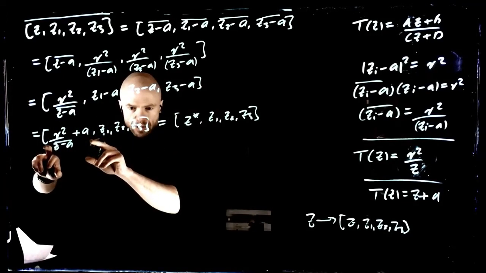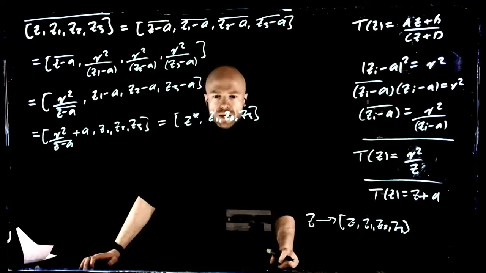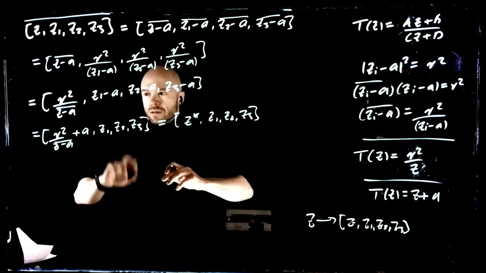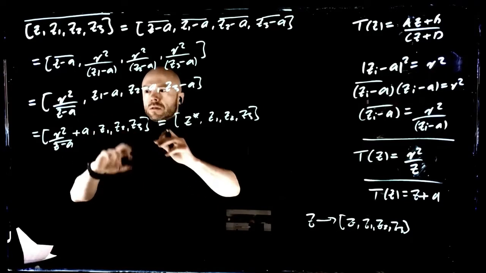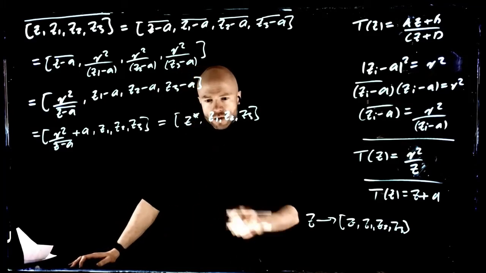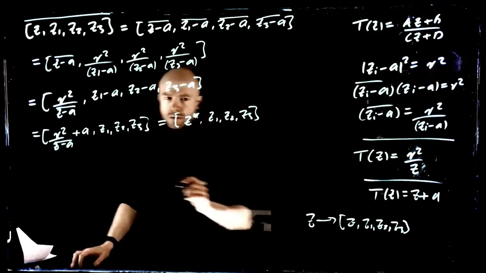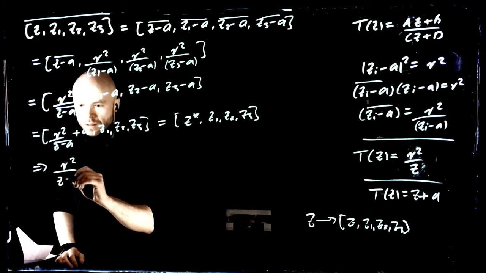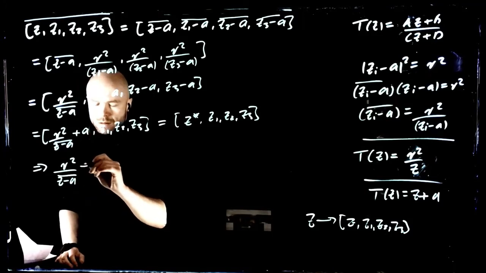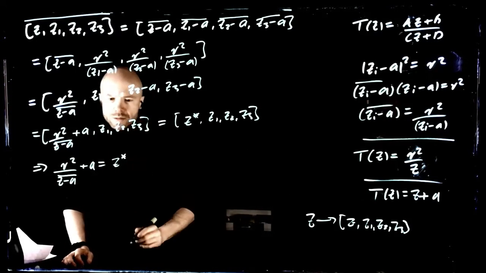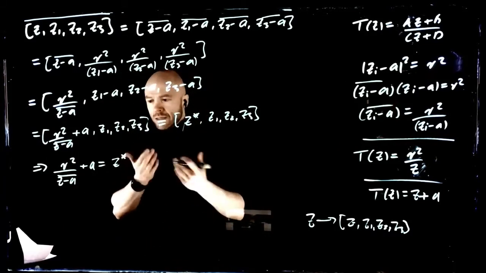Yeah, but they are bijections. So the only way that's possible is if this thing is equal to this thing. Yeah? Give me a thumbs up if that makes sense to you. Okay, cool. So this implies that r squared over z minus this thing plus a is equal to this. Yeah? So that's exactly what we claimed.